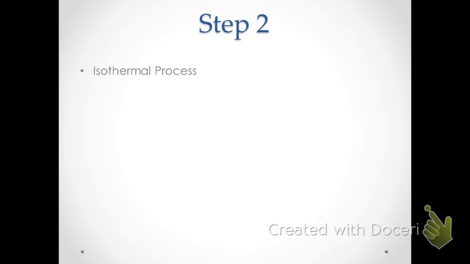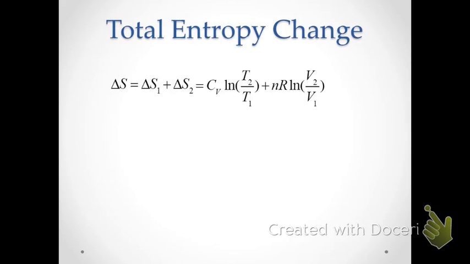Well, we've already derived an expression for that earlier in this presentation, so that's just simply equal to nR times the natural log of V2 over V1. Same equation we derived earlier. So the total entropy change then involves just the sum of these two steps. We add the two together, and we get this for the irreversible adiabatic expansion.